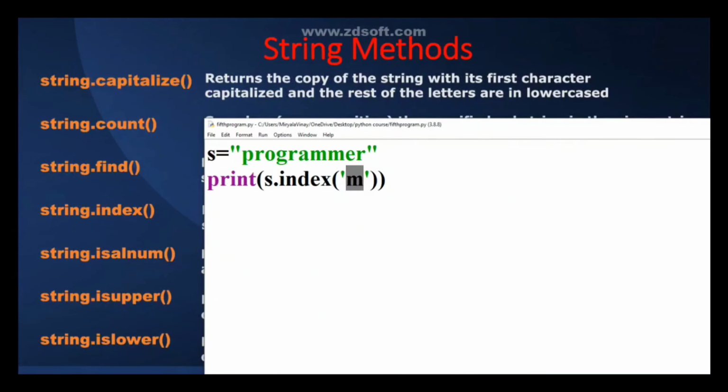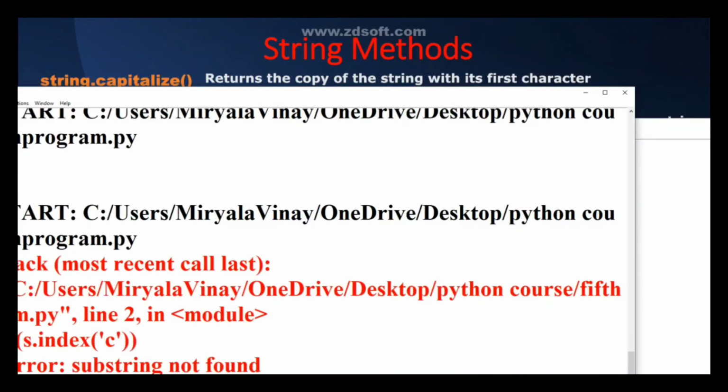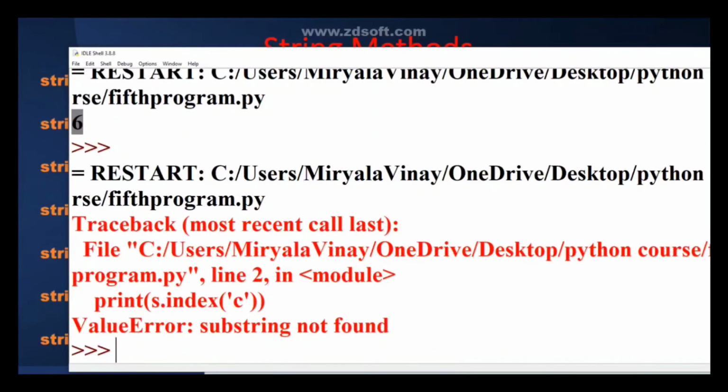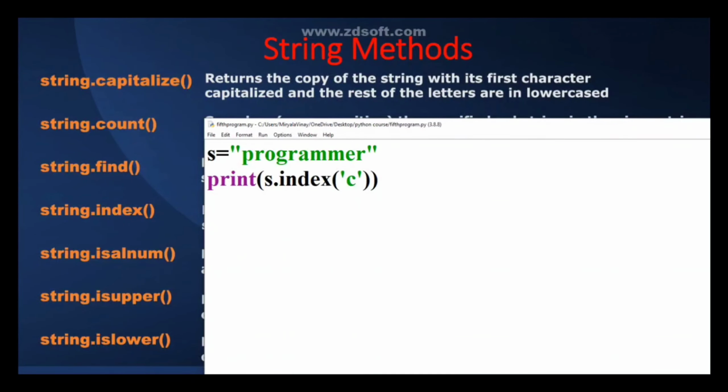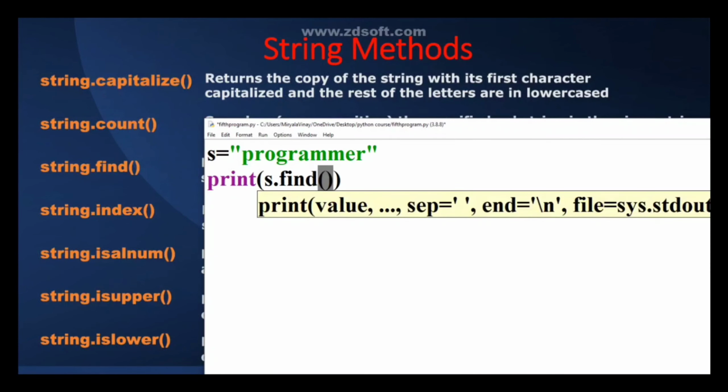Guys, I forgot about something. Whenever I pass a value that is not present, let me give c. As c is not included in the word programmer, it will display an error. You can see there is a red mark, that is substring not found. Whenever a substring is not found in the main string, the index function will throw an error. Whenever you use the index method and the value is not present in the main string, it will definitely throw an error. So instead of throwing an error, in the place of index you can simply use the find method.